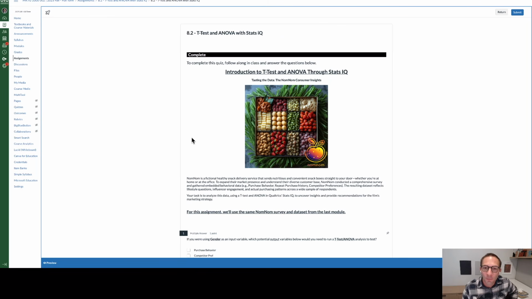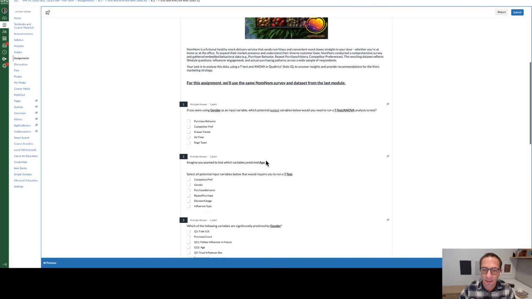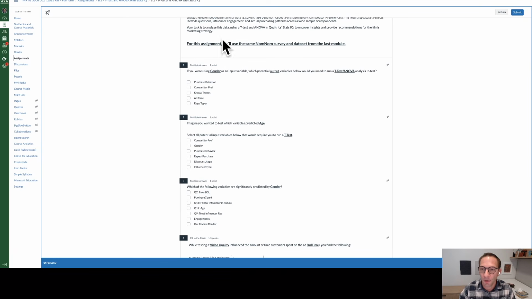All right, so now that we've gone over what a t-test and an ANOVA really is, let's go through and see how to conduct these using Stats IQ.